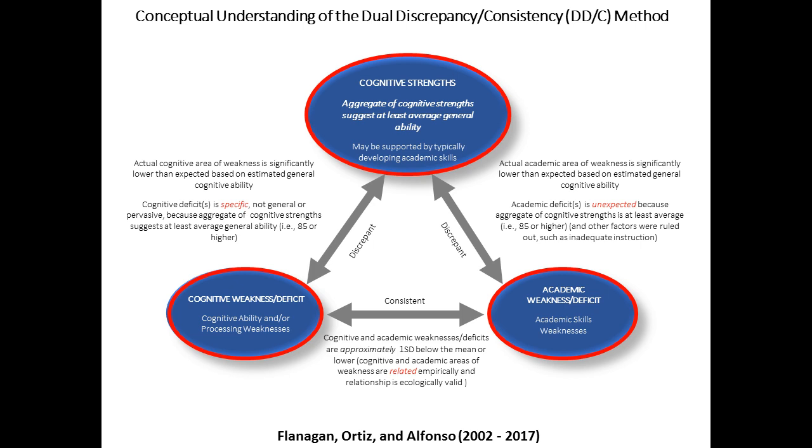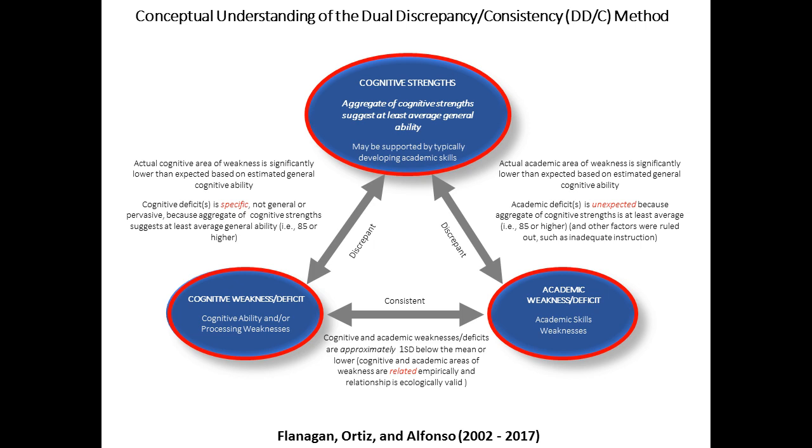Also, regarding the discrepancies between the cognitive strengths and the cognitive weaknesses, and the cognitive strengths and the academic weaknesses, there needs to be statistically significant differences, and the reason for that is to demonstrate that these are indeed reliable differences, that these differences are not due to chance. And that's basically where that agreement is. It's at the conceptual level.